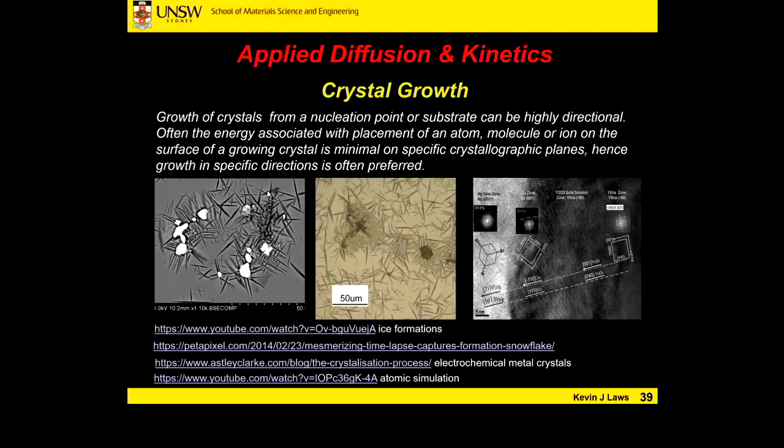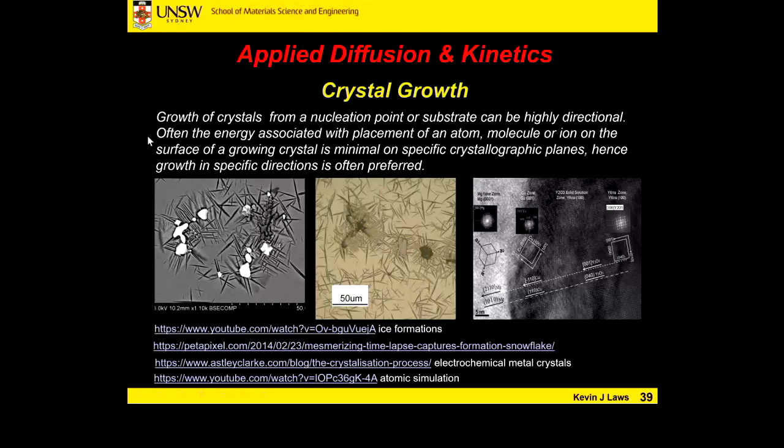Just an example here. This is some of the work that was done in our labs, probably getting close to 10 years ago now, where we've got the growth of crystals from a specific nucleation point, or a substrate, which can be highly directional. So when we have directionality in a material, what do we create? Often anisotropy. Sometimes it's preferable to have a material that's stronger in one direction than another. So that's possible using nucleation and growth in particular directions.